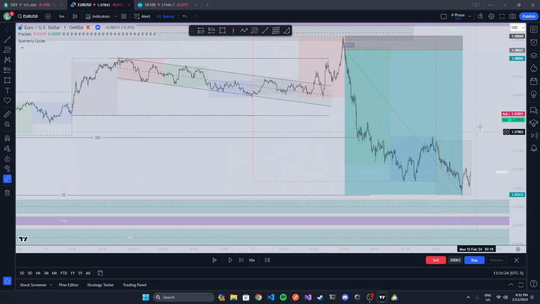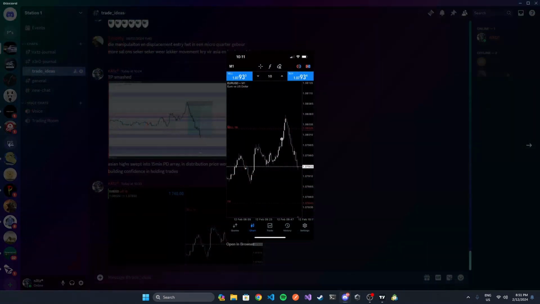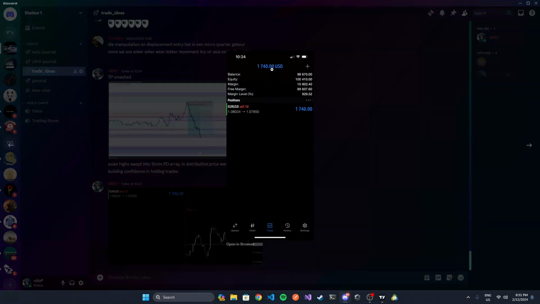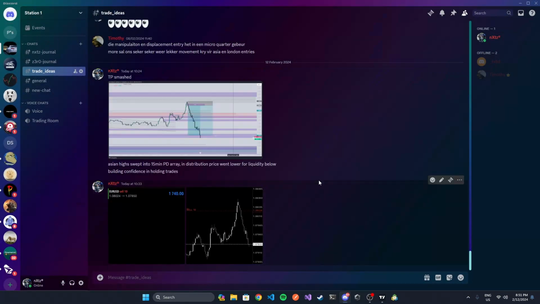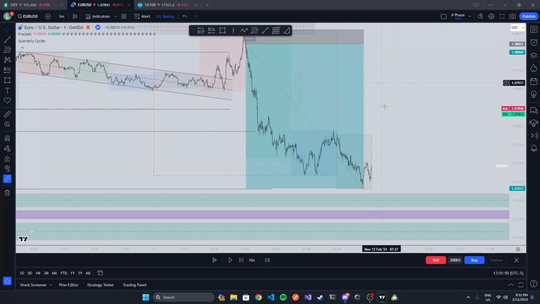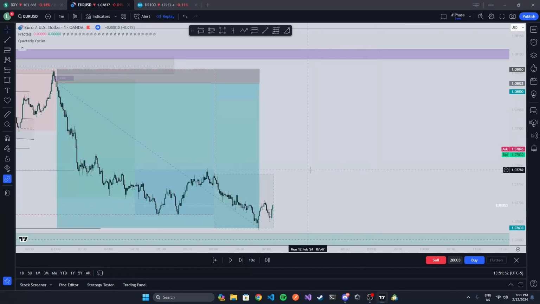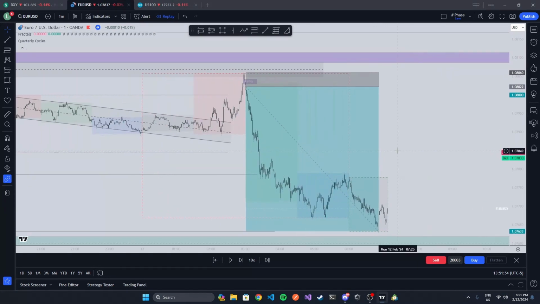So that's basically how I took this trade, the sell that I took, and this was my profits. So it was a real trade. Took it this morning, easy to follow, just with the power 3 and quarterly theory.